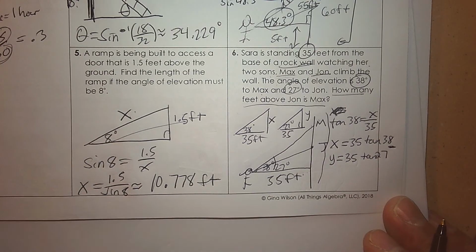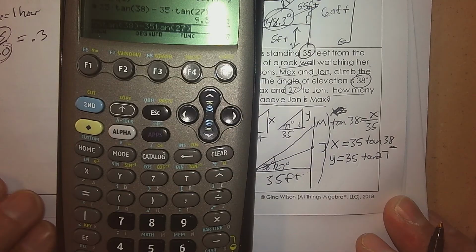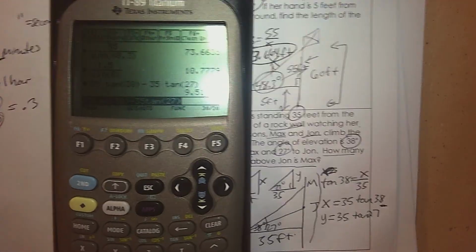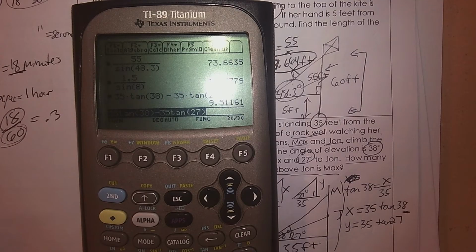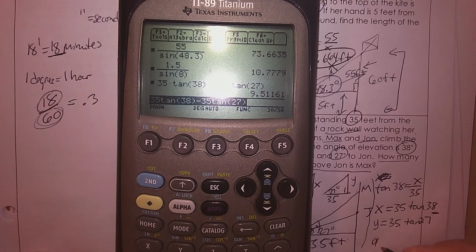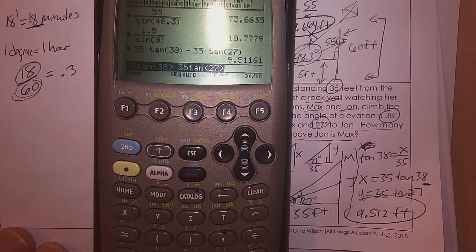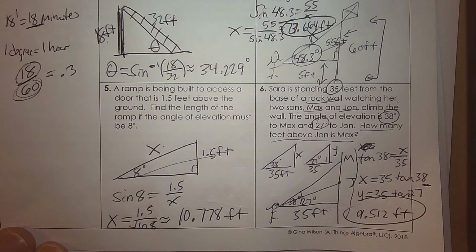So in one step, type it in. We're going to type in 35 tangent 38, close it, subtract 35 tangent 27, and then diamond enter. So how far apart are they? And the answer is 9.512 feet. All right, turn the page.